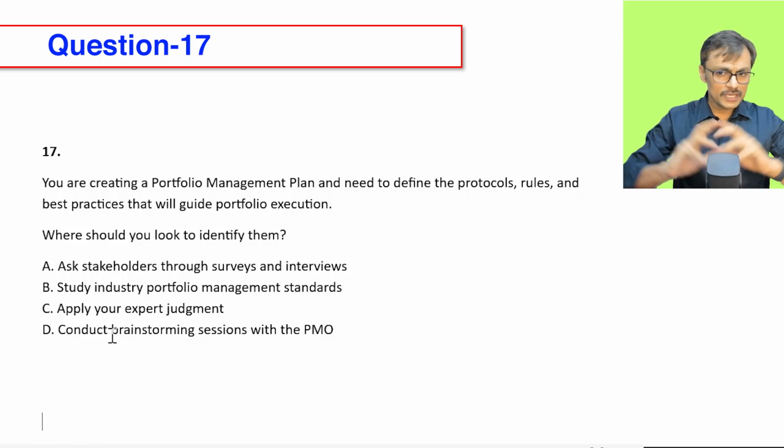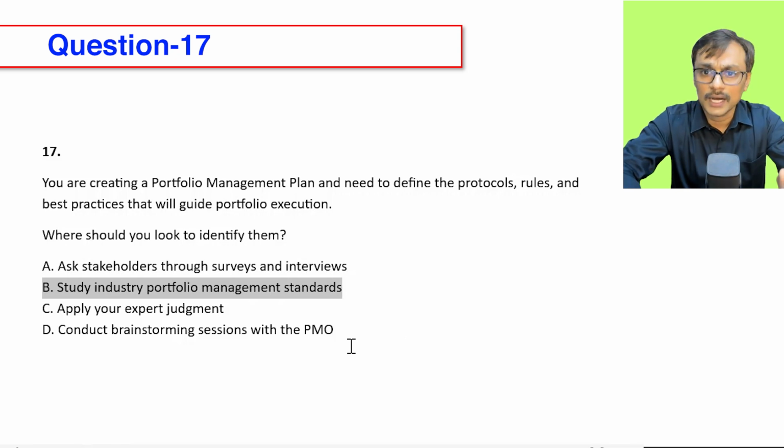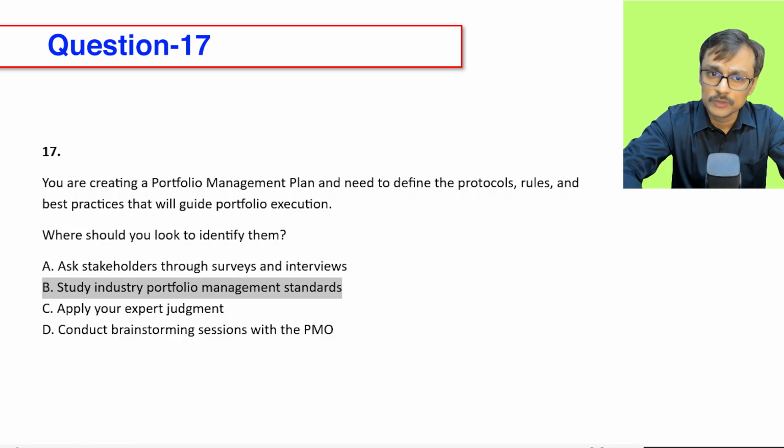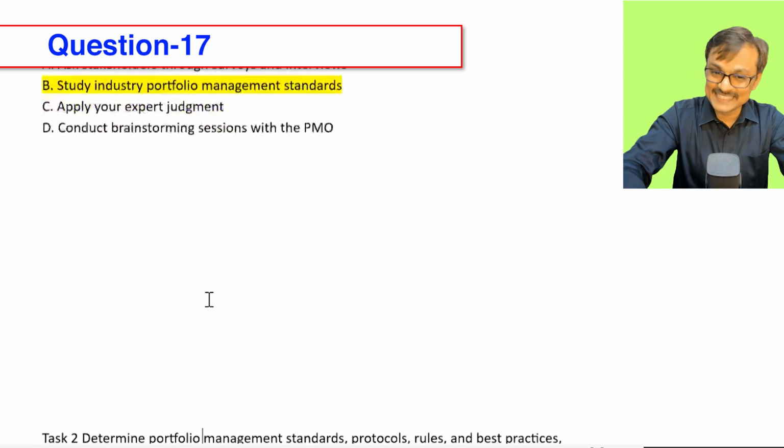Yeah, so say this is also a candidate option, but I usually use my enterprise environmental factors and organizational process assets to define and to start with protocol, rules, and best practices understanding. Yeah, that is something you can see in your ECO content. That is something you can see in your portfolio management standard. Now, somebody will say, where do you see it? There is a task for that.